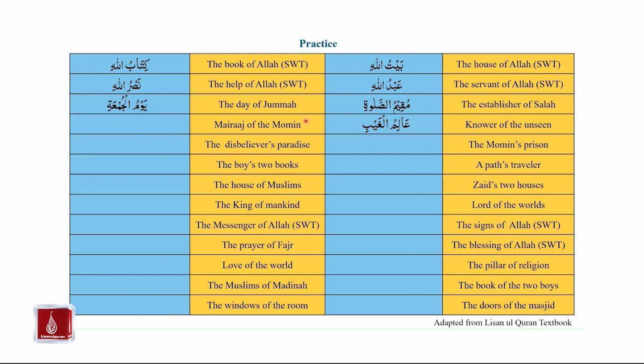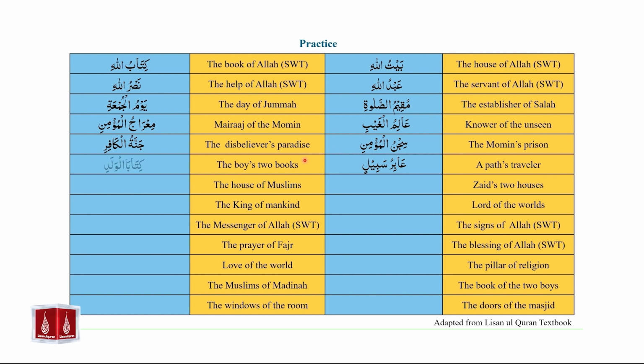Mi'raj of the Mu'min. Mi'rajul Mu'mini. The Mu'min's prison. Sijnul Mu'mini. The disbeliever's paradise. Jannatul Kafiri. A path's traveler. Abiru Sabilin. In this case, in the English translation, we do not have the. That is why in Arabic, we do not have al on mudaf ilay.